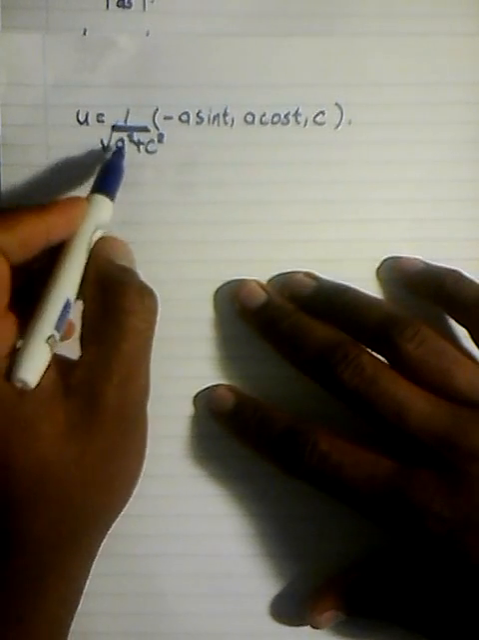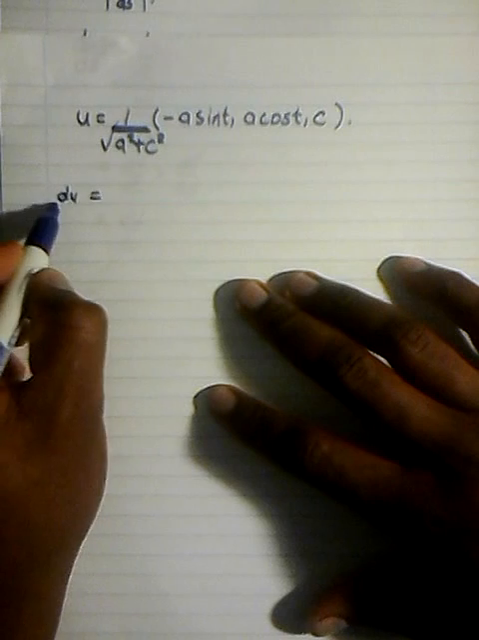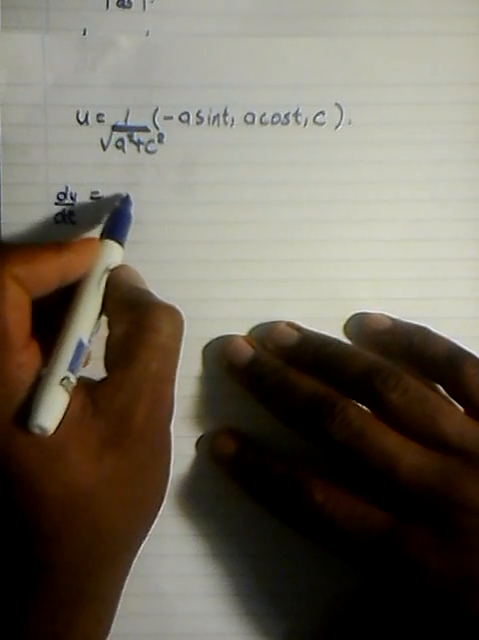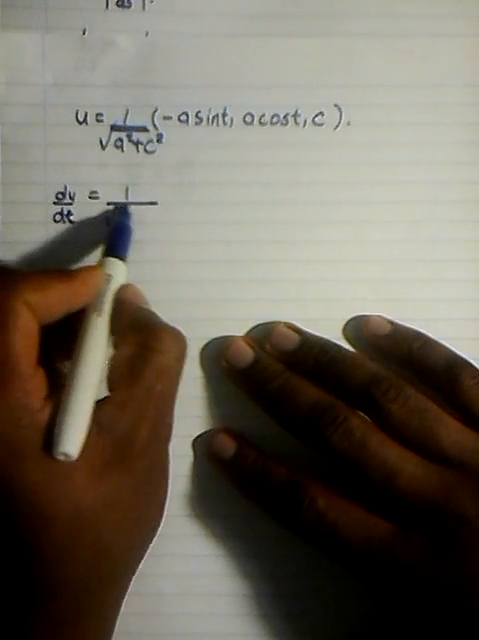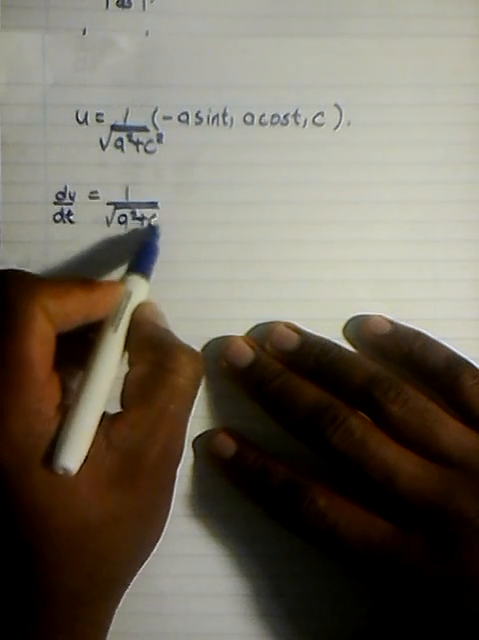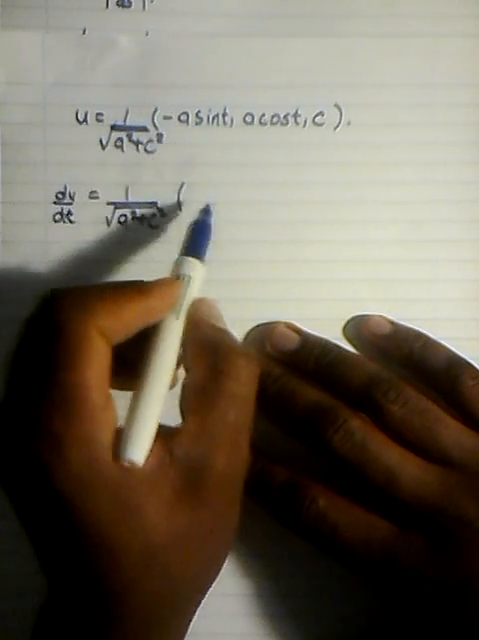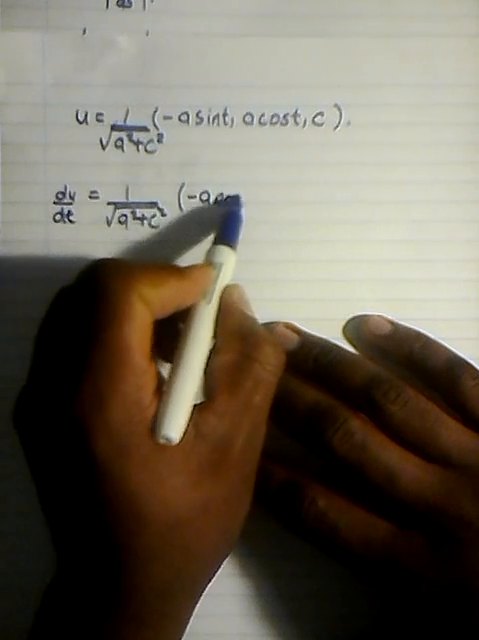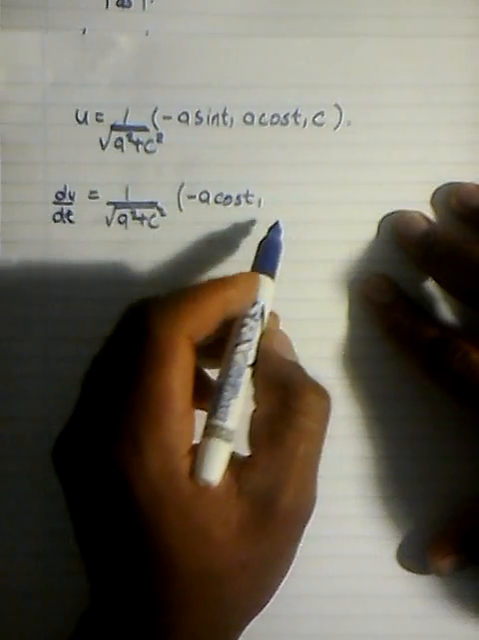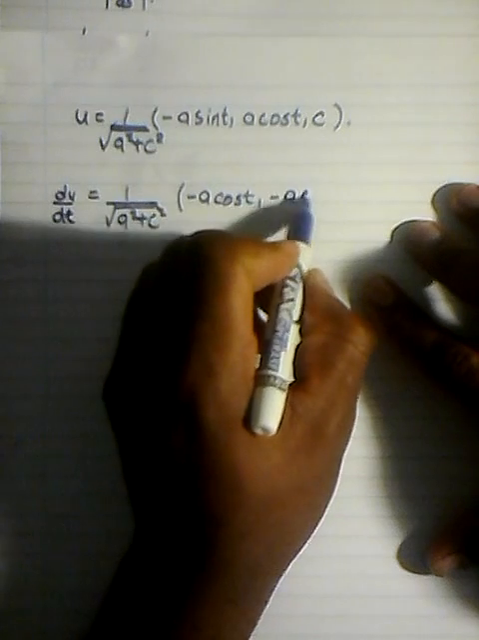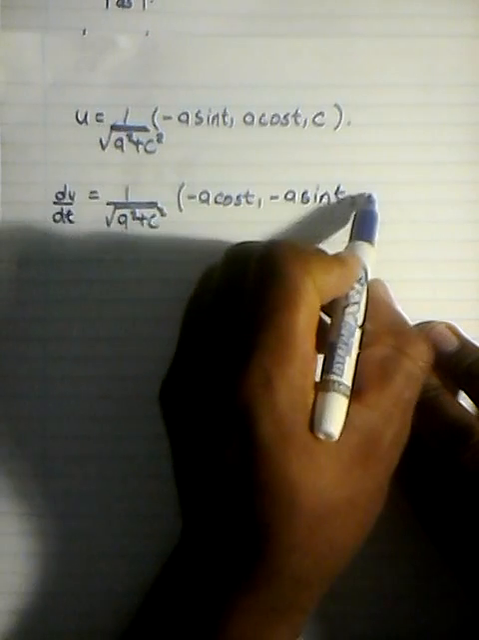Remember that a is a constant and c is also a constant, so du dt is equal to 1 over the square root of a squared plus c squared, multiplied by the derivative of sine, which is cos, so we have minus a cos of t, and then the derivative of cos is minus sine, so we have minus a sine of t. The derivative of a constant is 0.